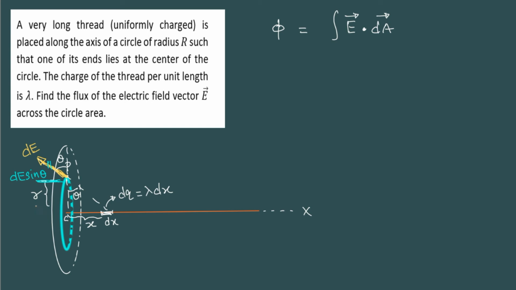So here let me write this. The electric field at P, I'll put, let's say, E_x. This is the magnitude of the electric field along the x-axis due to the entire line charge.